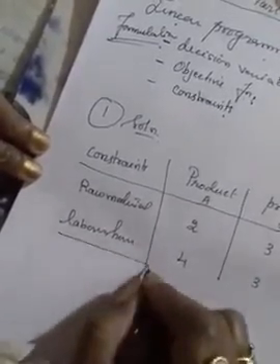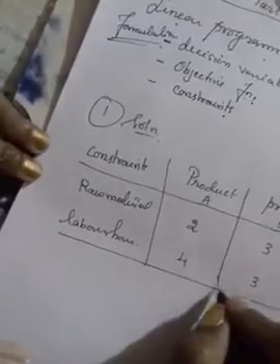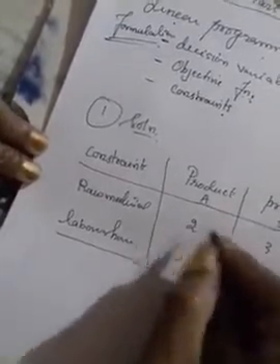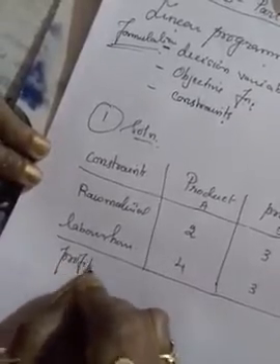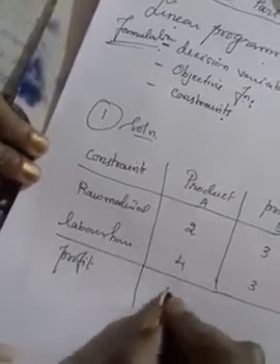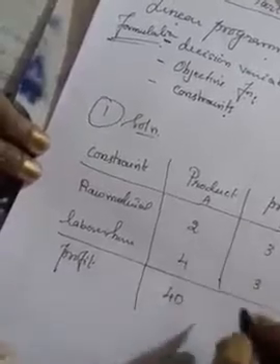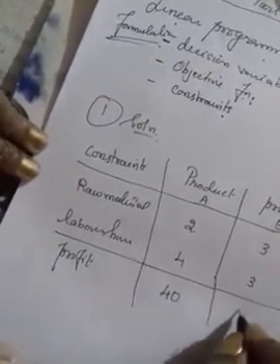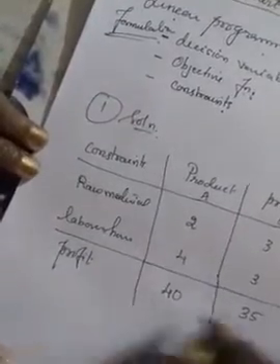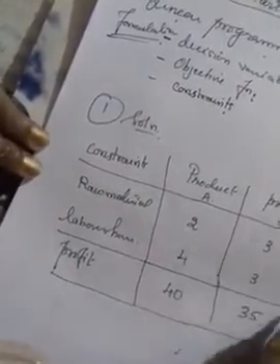You read the question again and find out whether what I am writing here is correct or not. Okay. And they said profit. So profit we have to maximize. They said product A profit you will get rupees 40 and product B you will get 35. Okay, so the given statement we have written like this.